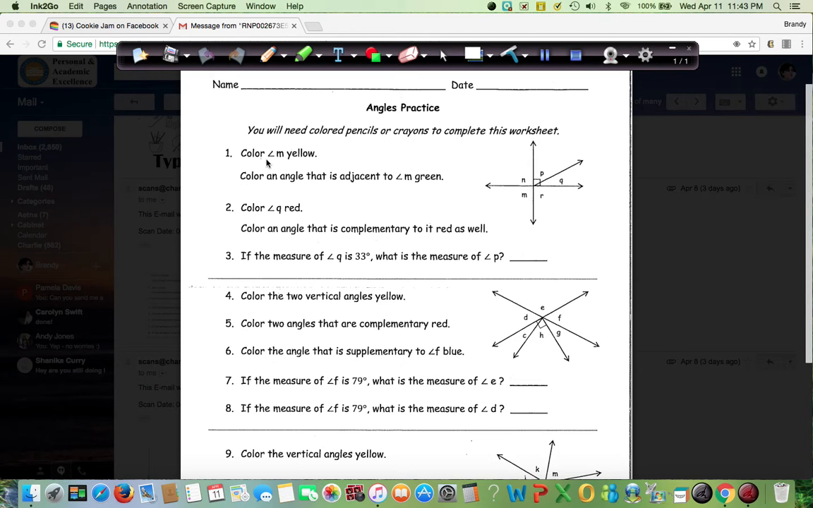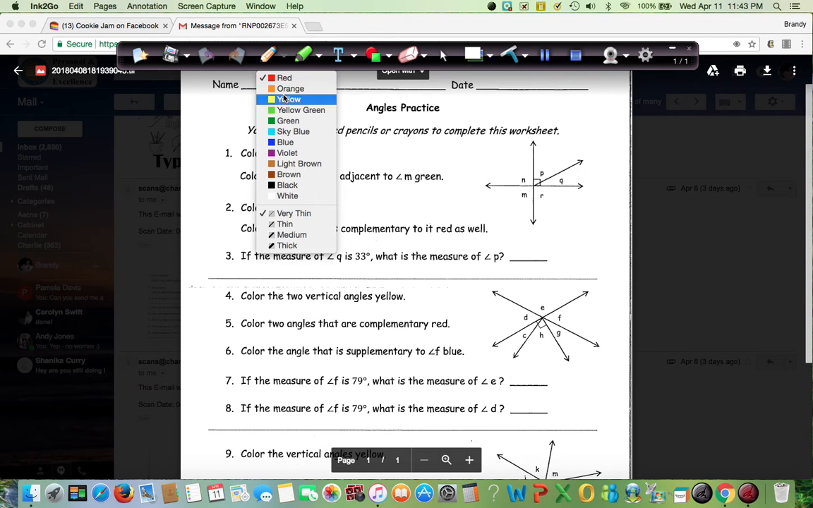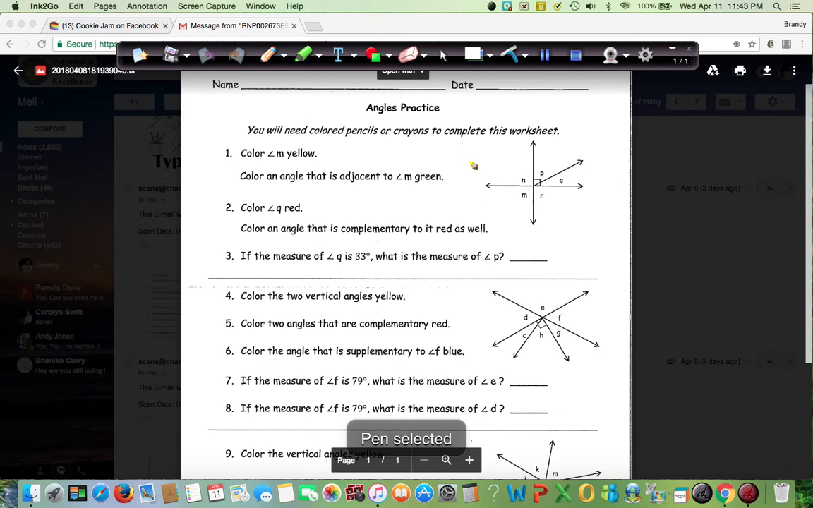Number 1, color angle M yellow. So we'll come over here and we see that here's angle M and we will color that yellow. Alright, so we come over here and you're just going to color this whole piece right here. All of this is going to be yellow. And just color that in with your pencil or your crayon.